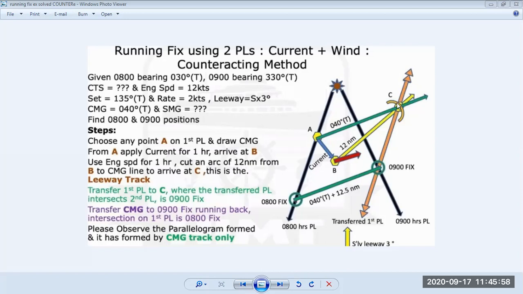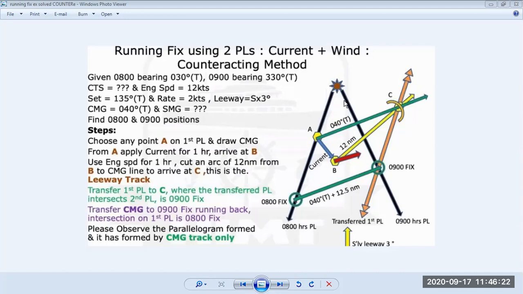Now we get this point C. Point C is our estimated position after 1 hour, that is 9 o'clock. So remember, always we have to transfer the initial position line onto the estimated position, which will be the vessel position at 0900 if the vessel started from here. So C is our position.